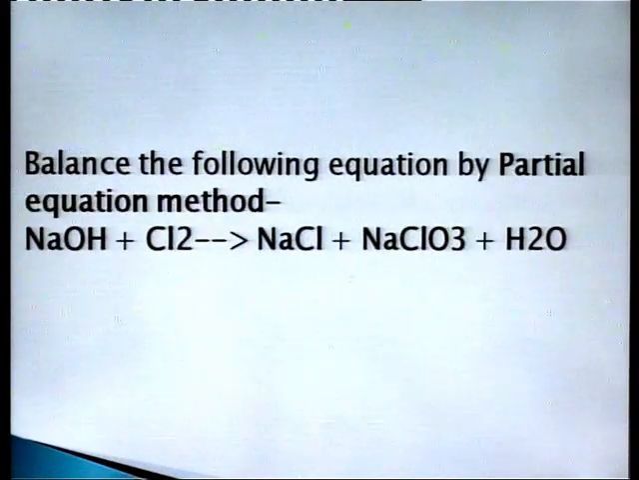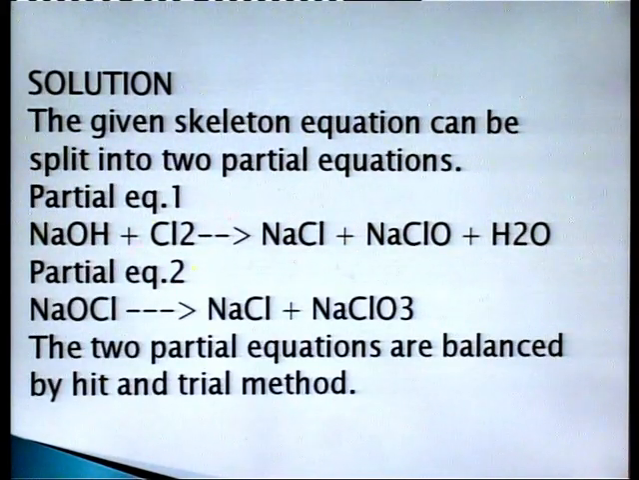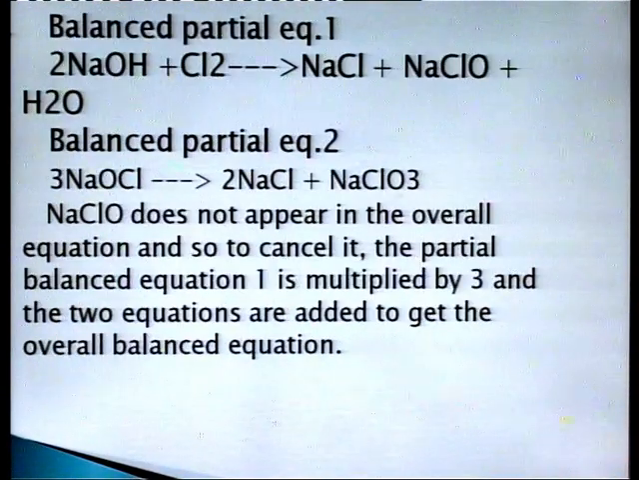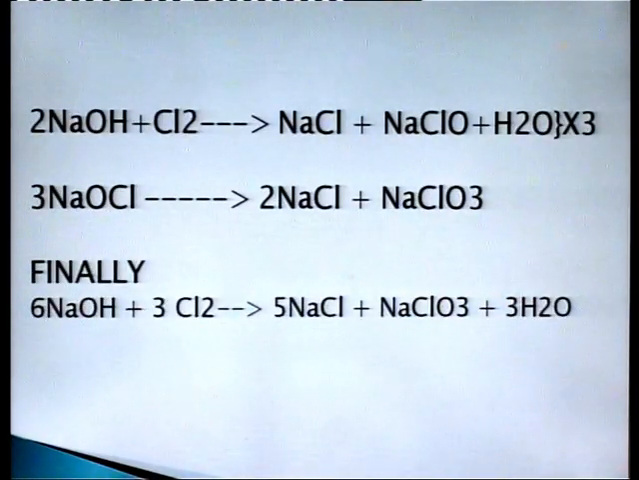First of all, we change this main equation into two partial equations. As you can see, partial equation 1 and partial equation 2. In the second step, I have balanced these two equations and these are added to get the final chemical equation, which is the balanced one.